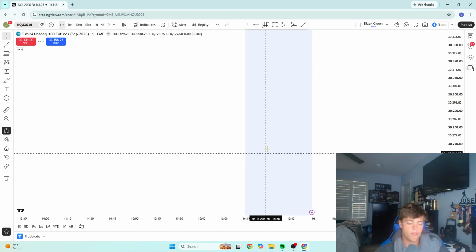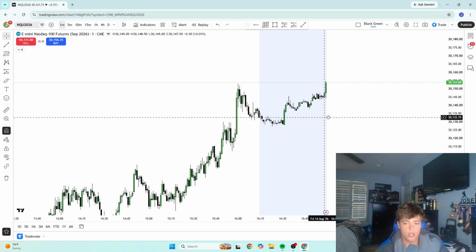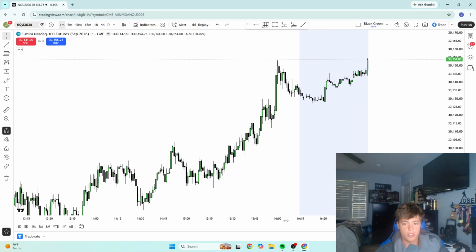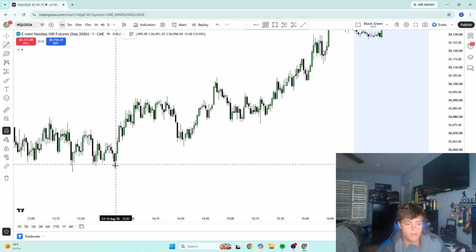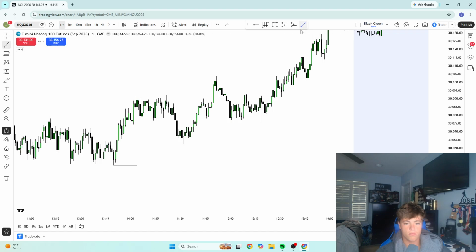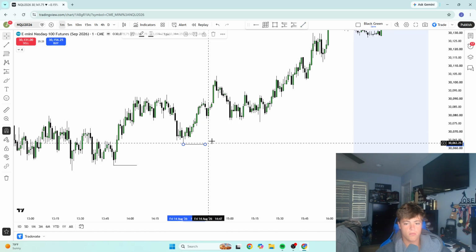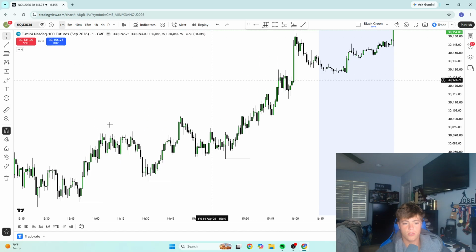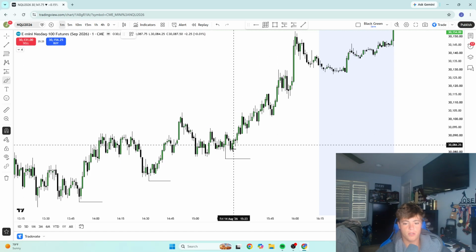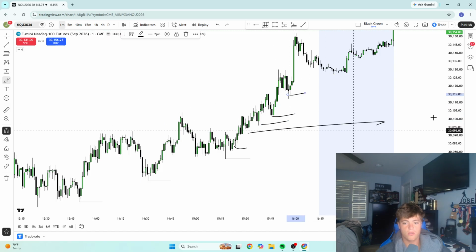So now, before we do anything, I just want to go through examples in the chart of what a swing high and a swing low is so that you can understand it. Okay, so what is this? Swing low. Swing low. You see what I'm talking about? Swing low, swing low, swing low. These are all swing lows.